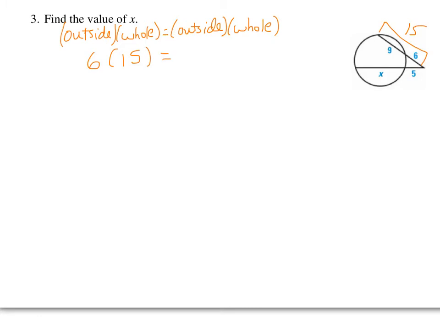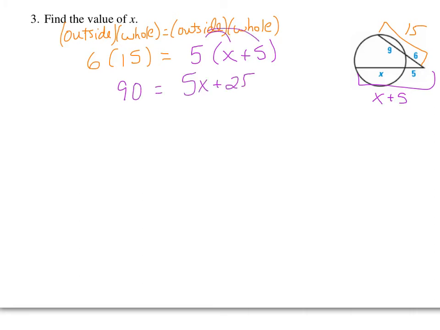On this bottom piece down here, my outside is the 5, but then the whole distance is x plus 5. So I have outside is my 5, the whole thing is my x plus 5, and then I just need to simplify this. So I get 90 on the left. When I distribute, I get 5x plus 25, and then subtract my 25.